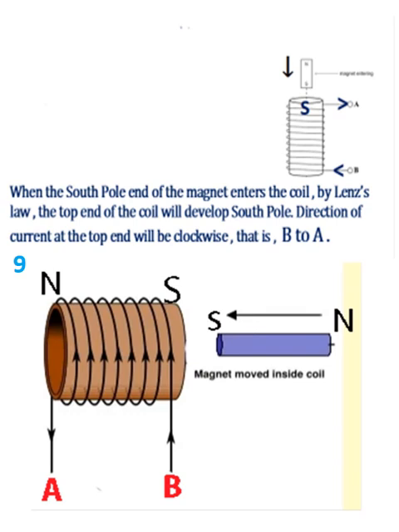This is explained again in diagram 9. When the south pole end of the bar magnet comes near the solenoid, by Lenz's law, the nearer end becomes south pole and the further end becomes north pole. The nearer end, which is a south pole, has current flowing in the clockwise direction, that is B to A.